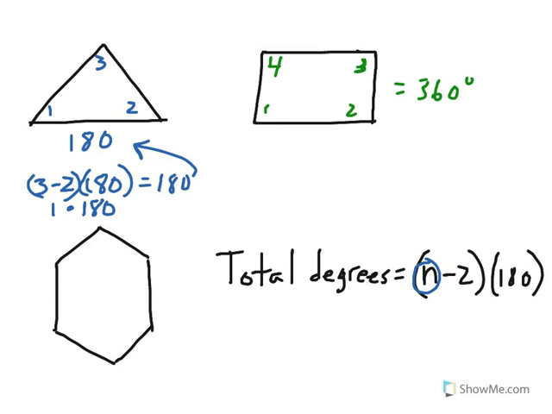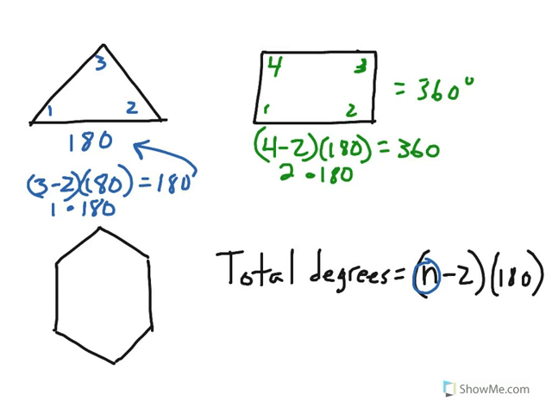Now, if you didn't know that, take a look at our formula. There's 4 sides, 4 minus 2 times 180, and the total amount of degrees within the interior angles of this quadrilateral would be 2 times 180, which is 360. So it's a way of figuring this out.